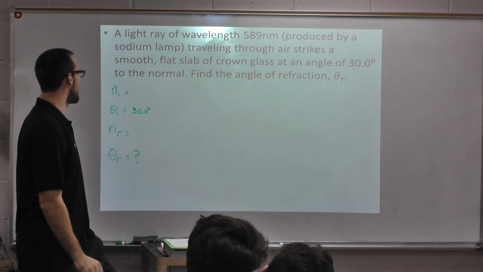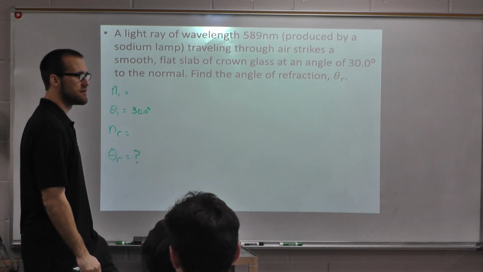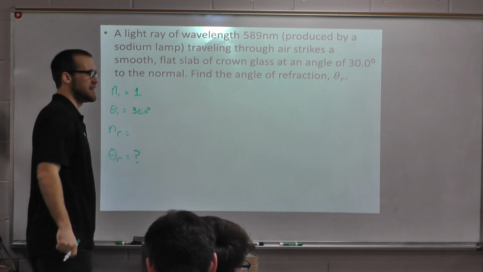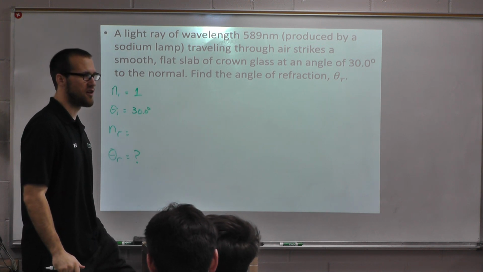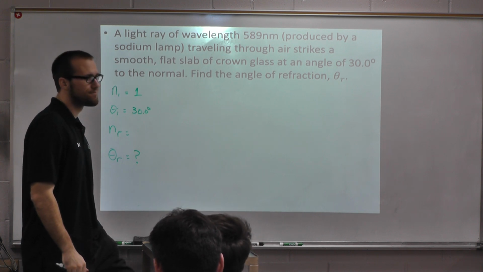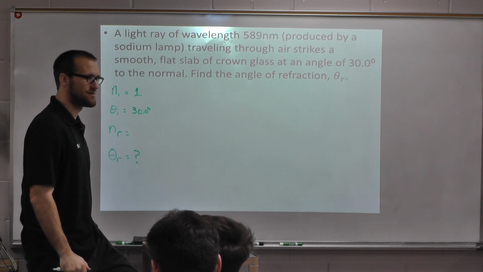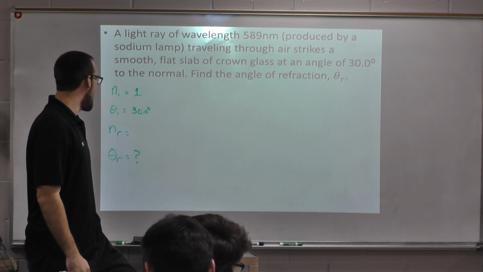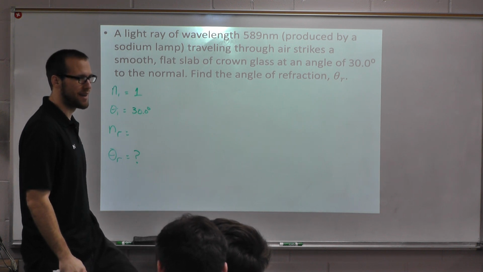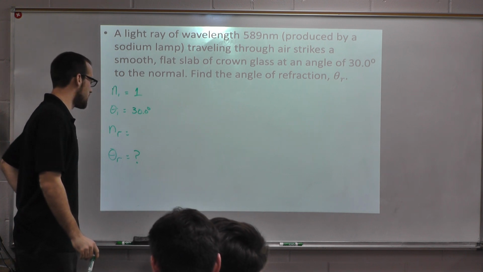Okay. Then it said we started in air, correct? Correct. So we're just going to assume the index of refraction for air is 1. It's actually 1.00. And then glass will be NR. NI is air, and then NR is glass. Is it N1 or NI? NI, theta I.